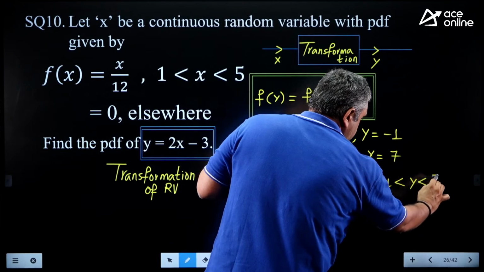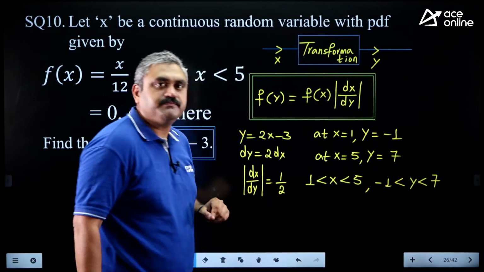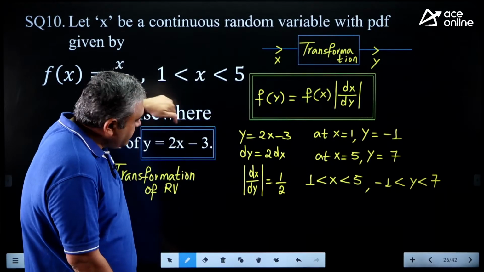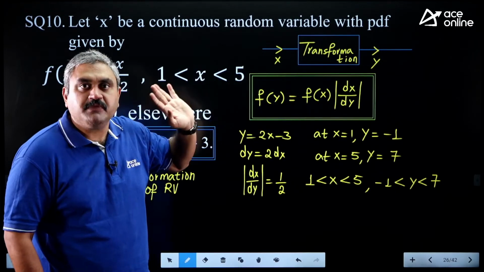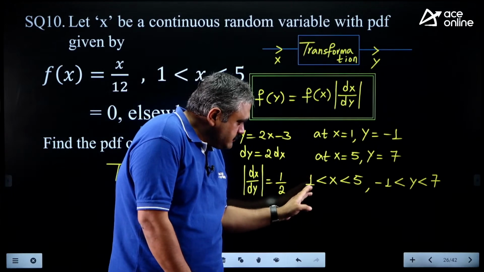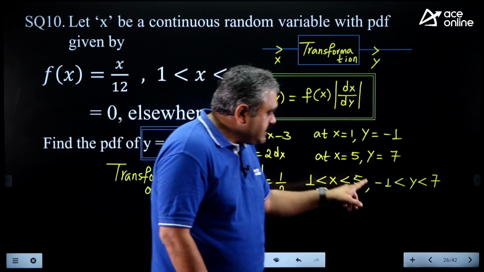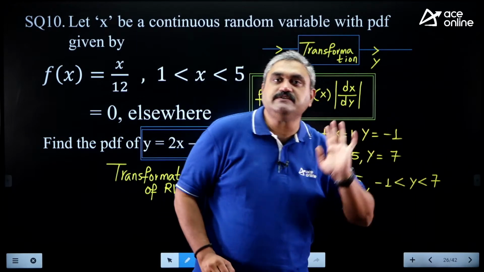This itself is a question in competitive exams. Based on the given transformation, you can tell what the values of x and y are. When x takes values between 1 to 5, y is taking values between minus 1 to 7.